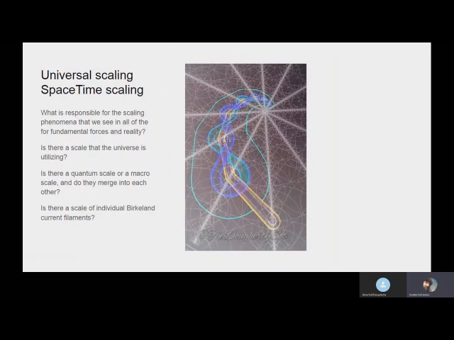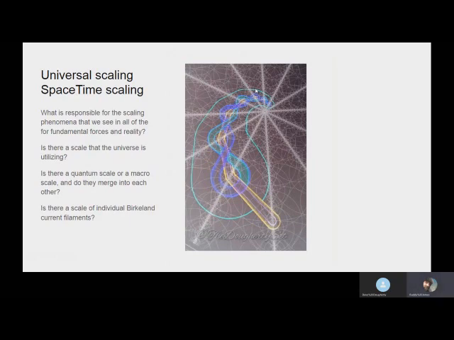It's an emergent dynamic geometry, and fetuses use the same geometry, and tubes and shells use the same geometry, and our ears use the same geometry. Our whole bodies are using this fractal type geometry of scaling that is exhibiting pre-atomic type of structures. So what is responsible for the scaling phenomena that we see in all of the 4 fundamental forces and reality?